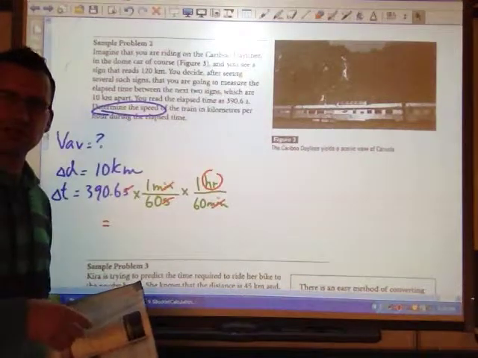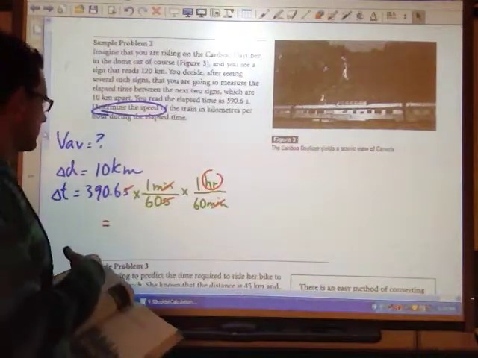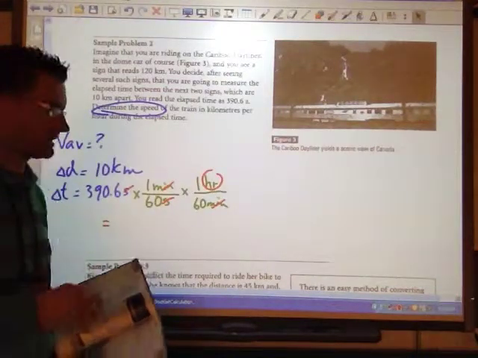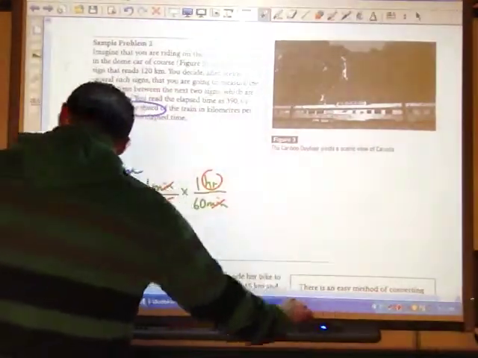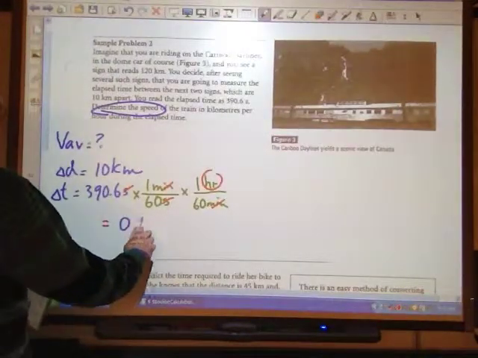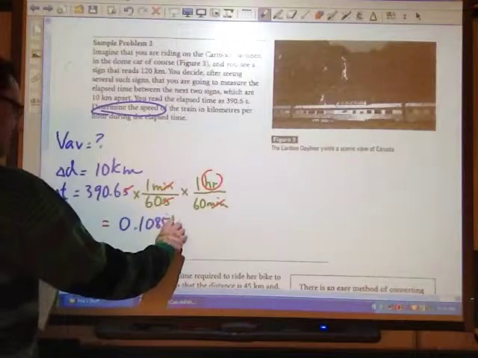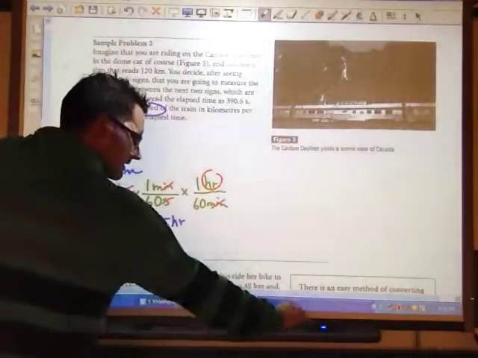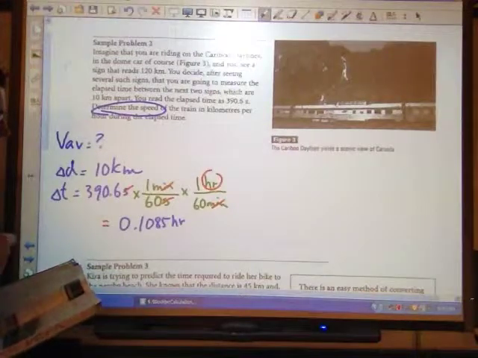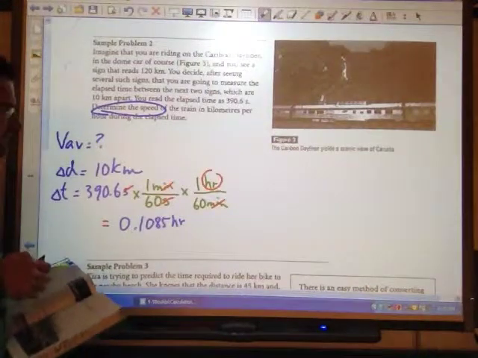You should be able to, at this point, figure out that in order to turn seconds into hours, you need to divide by 60 and divide by 60 again. So for an answer there, we get 0.1085 hours. So that 390.6 seconds converts into 0.1085 hours.